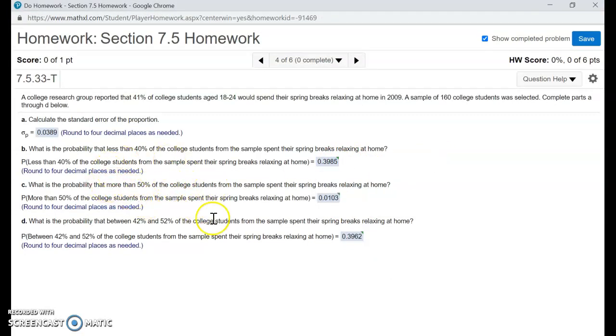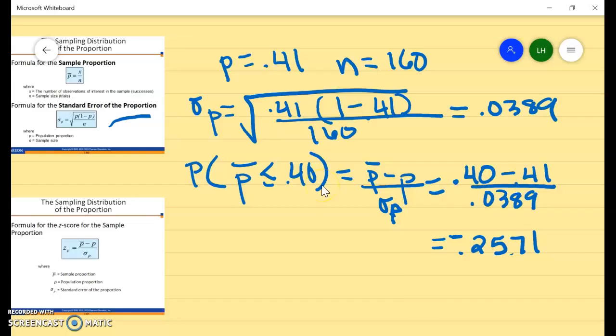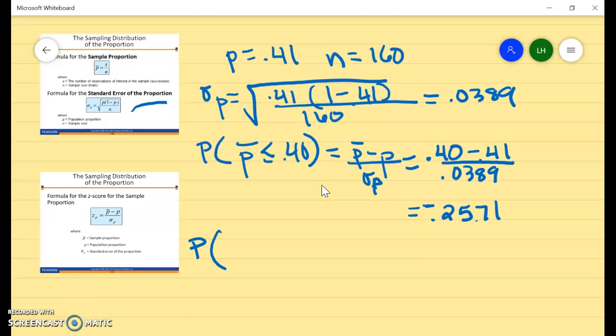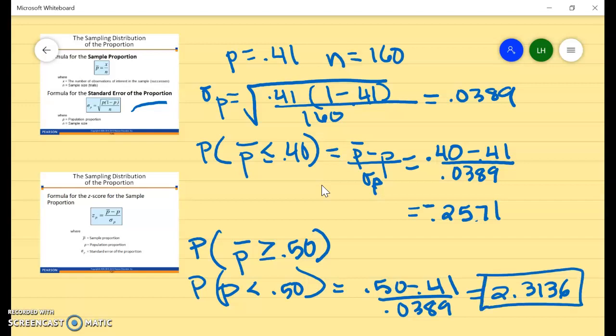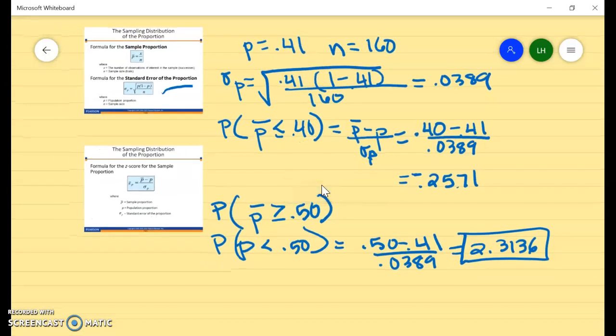All right, what is the probability that more than 50% of the students? So this time we want to do more than 50, but we have to find less than 0.50 and use the complement rule. So we're going to do 0.50 minus 0.41 divided by 0.0389. Okay, so 0.50 minus 0.41 is going to be 0.09 divided by 0.0389. You're going to get 2.3136.